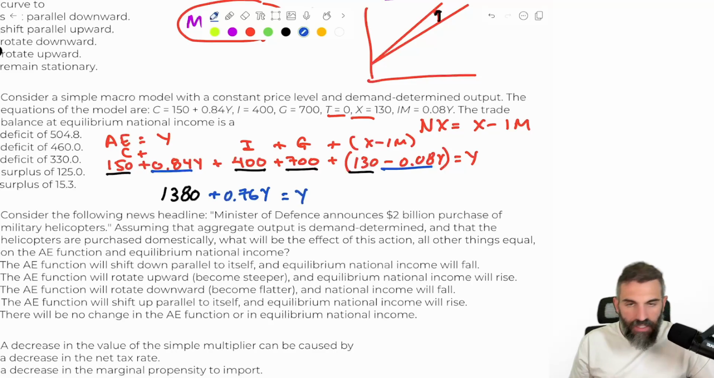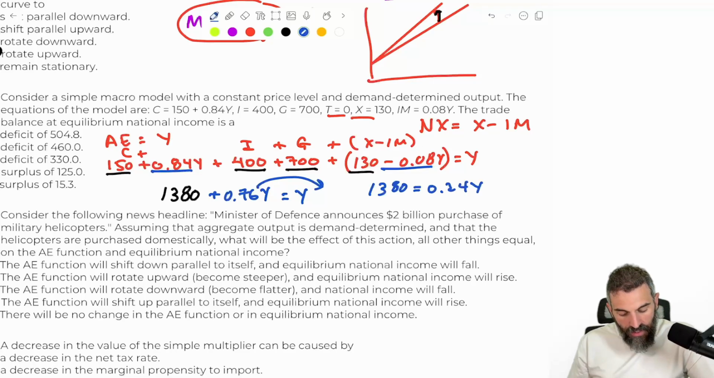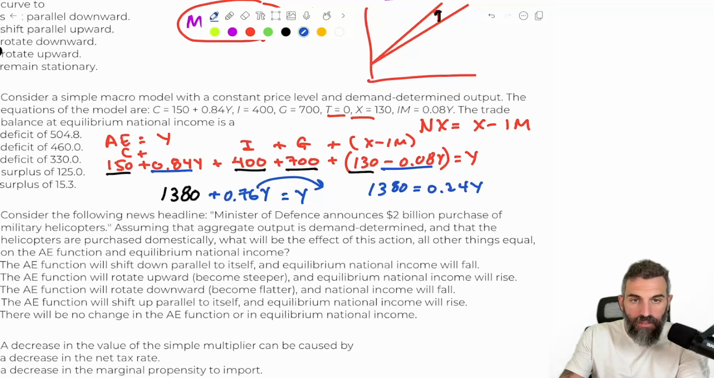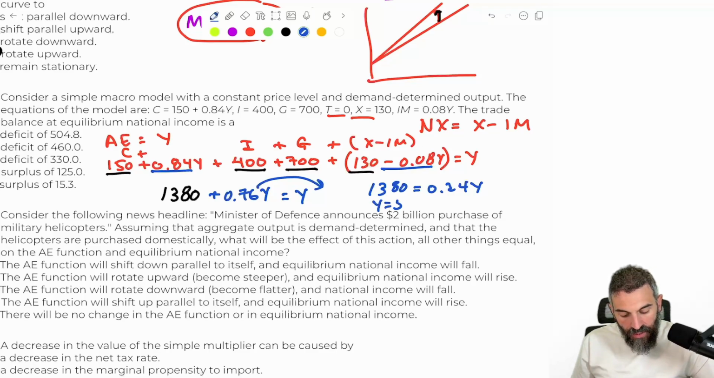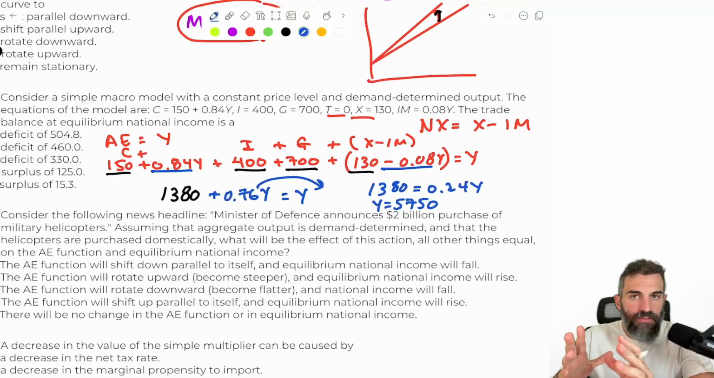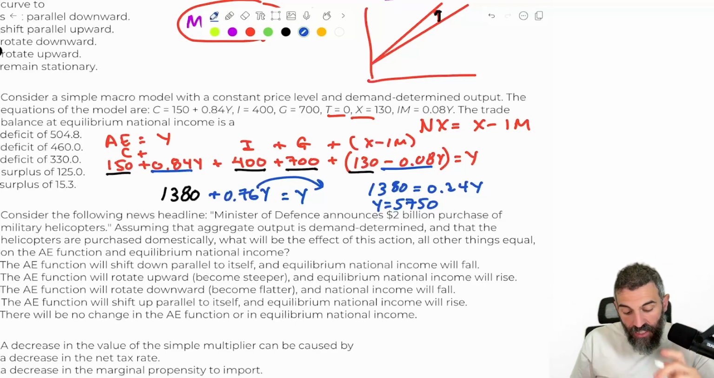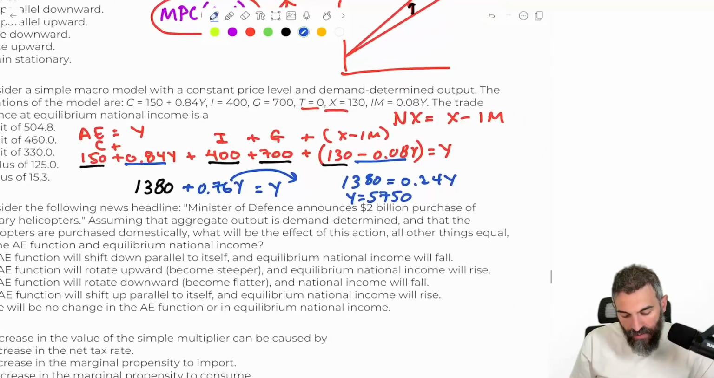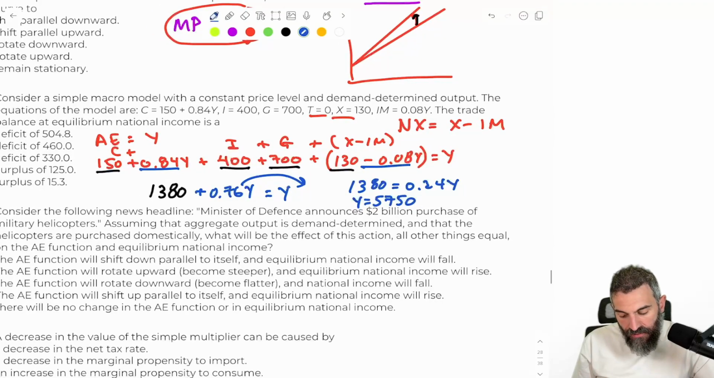Equals Y. And then we just clean it up. This becomes 1380 equals 0.24Y. And then divide 1380 by 0.24. We get 5750. So 5750 is our equilibrium national income. That's how you do that. If that was the question, we would be done. But the question was, what is the trade balance? So now we're going to take that 5750 and basically plug it back in.